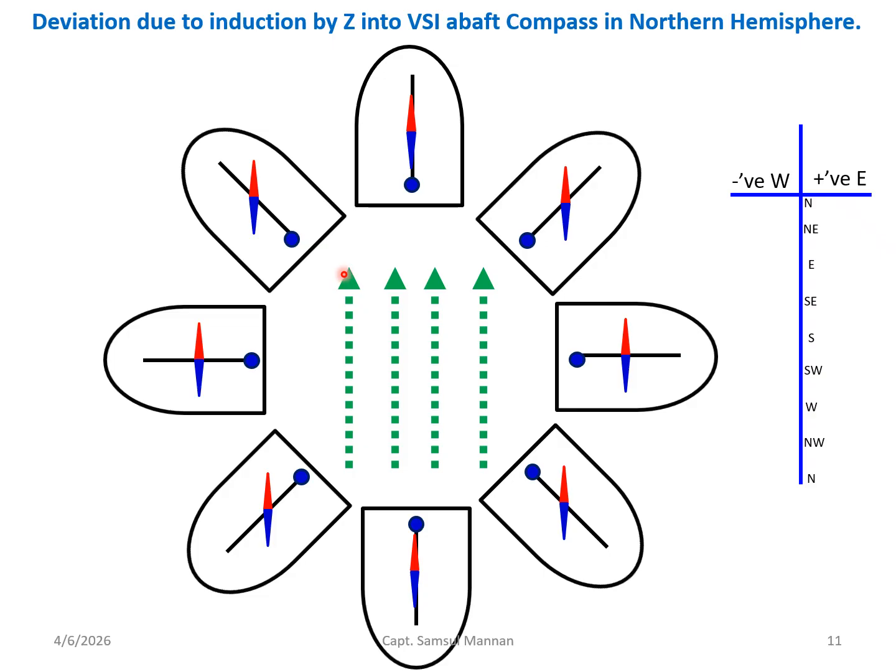Now let us take the example of VSI induced by jet, and the vessel is on the northern hemisphere.